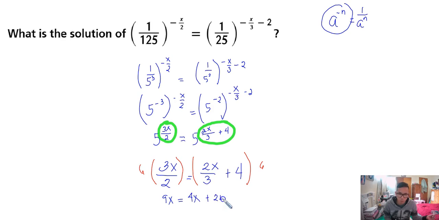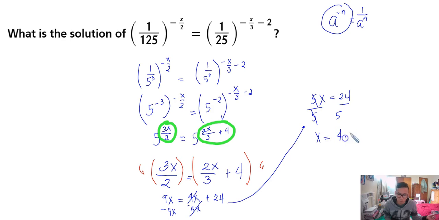plus 24. And then I'm going to subtract 4x both sides. This will be cancelled, so 9 minus 4, it's 5x, is equal to 24. I'm going to divide both sides by 5. So the value of x is equal now to 4.8. So the solution is 24 over 5, or x is equal to 4.8.